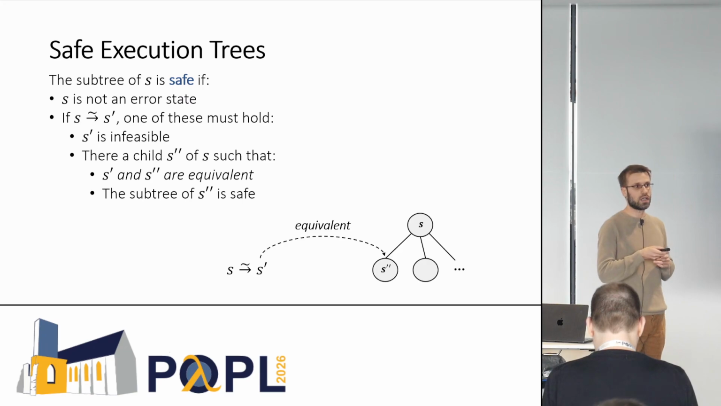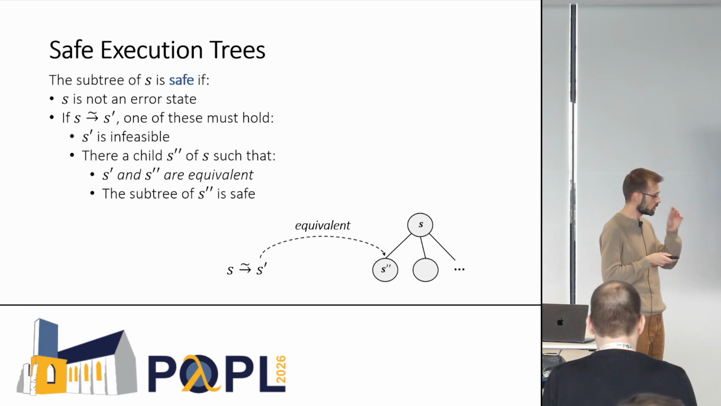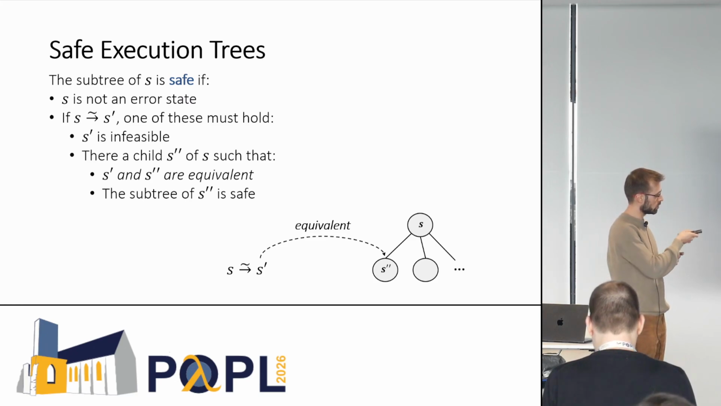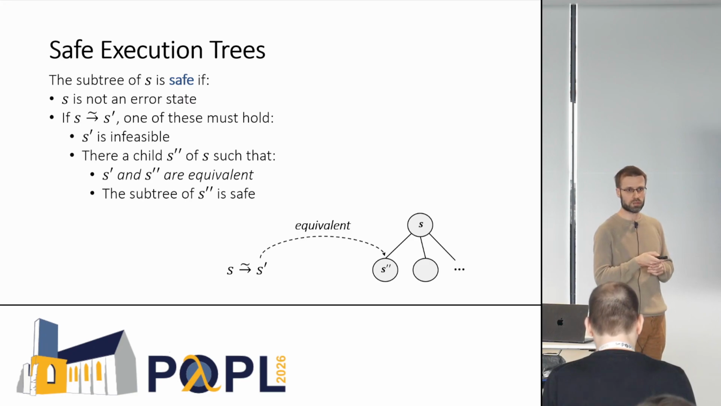The first, S must not be an error state. And then if we can derive S prime from S based on the symbolic semantics, then either S prime is infeasible, which means that the path constraints of S prime are unsat, or there is a child S prime prime of S in the tree, which is equivalent to S prime, and the subtree of this S prime prime should also be safe.